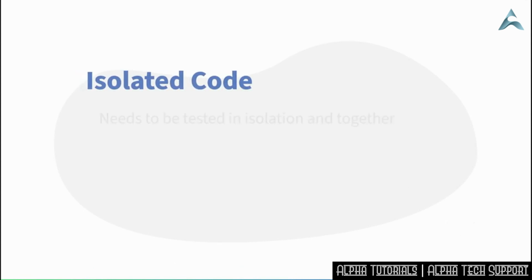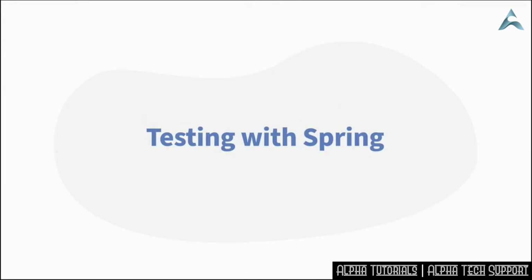test suite. One of the biggest impacts to code itself is that isolated code needs to be tested both in isolation, what we often call white box testing, as well as together, often called integration testing. With Spring, the framework provides everything needed to make this happen, and that's what we're going to focus on in this course. So now let's talk a little bit about testing itself within Spring.